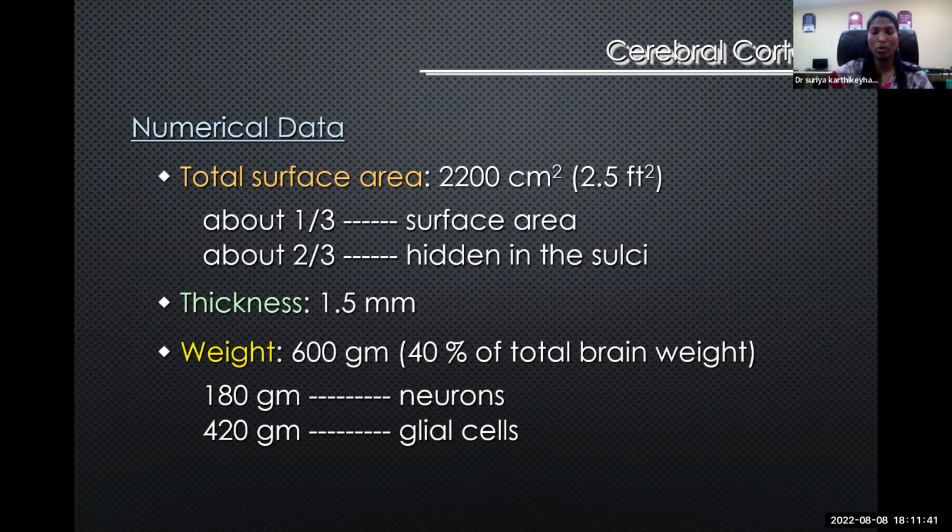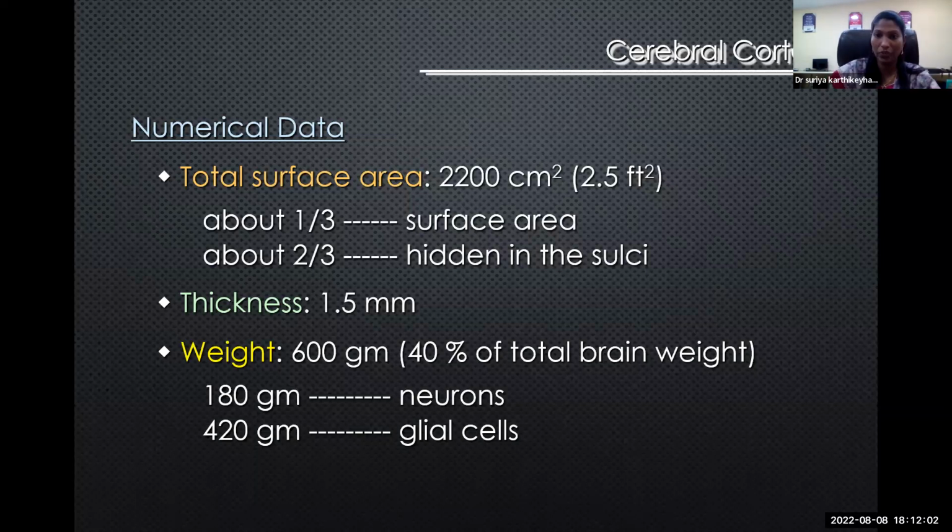In this class, I'm going to talk only about the cerebral cortex, but we have other parts of the brain: the cerebellum and the brain stem, which has the pons, medulla, and midbrain. But today I'm concentrating only on the cerebral cortex. What is the total surface area? It is around 2,200 centimeters square.